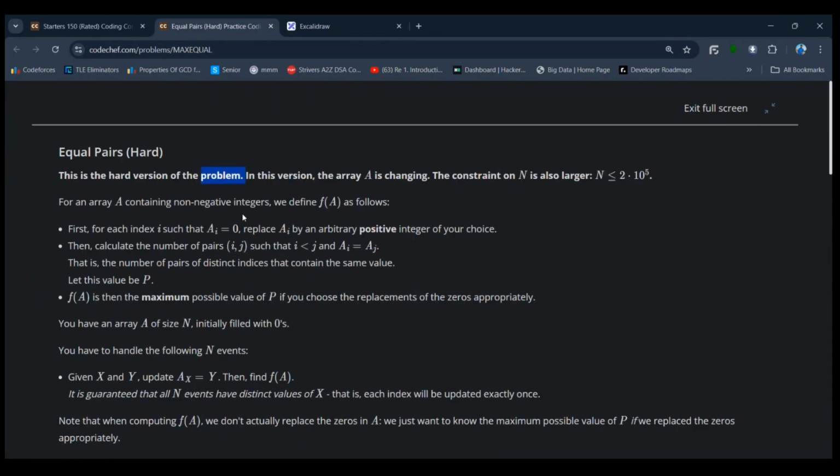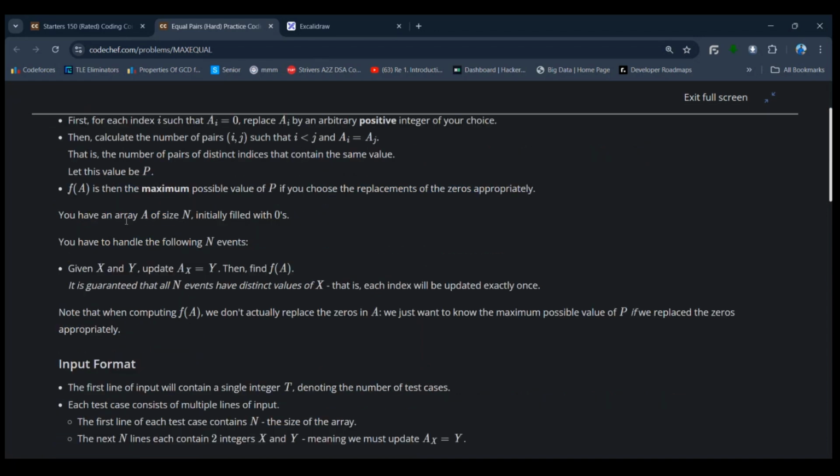The next question says this is the hard version of the same problem. These three points are the same as in the previous question. We are given an array. The only difference here is that the array is initialized with 0. You will be given n events or n queries, where each query has two values, x and y, and you have to update the x-th index with element y. Then you have to find f of a. It is guaranteed that all the n events have distinct values of x. That means each index will be visited exactly once.